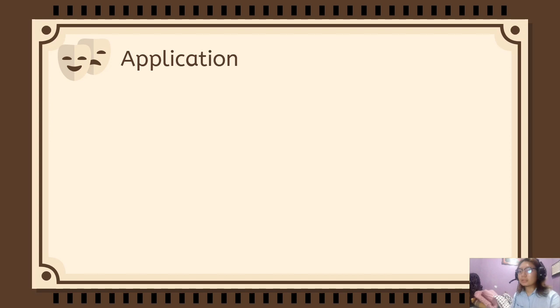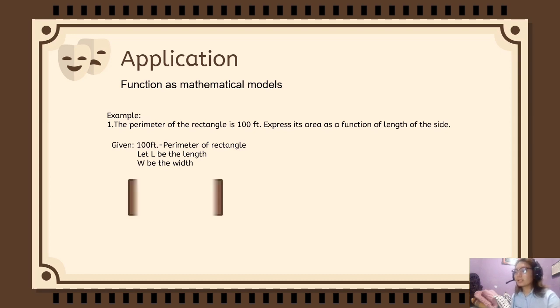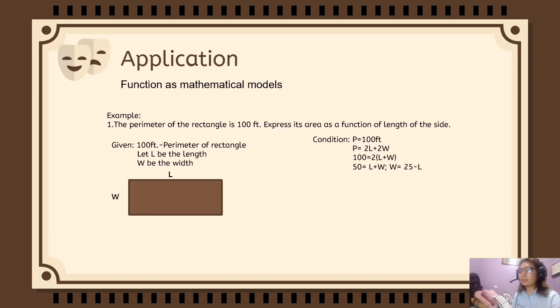Next, application. Functions as mathematical models. Example: the perimeter of a rectangle is 100 feet. Express its area as a function of the length of the side. Our given is 100 feet perimeter of a rectangle. Let L be the length and W be the width. Here is the rectangle, this is its width and length. This is the width, this is the length.